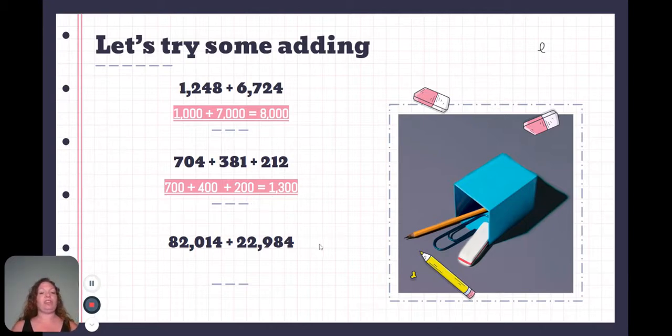Okay, the next one's tricky, and I want you to try and think. 82,014. I want you to look at the 8 and decide if that 2 is a bully or a wimp. And then I want you to look at this, 22,984, and I want you to think, is that 2 a bully or a wimp? So you have 80,000 plus 20,000 equals 100,000.